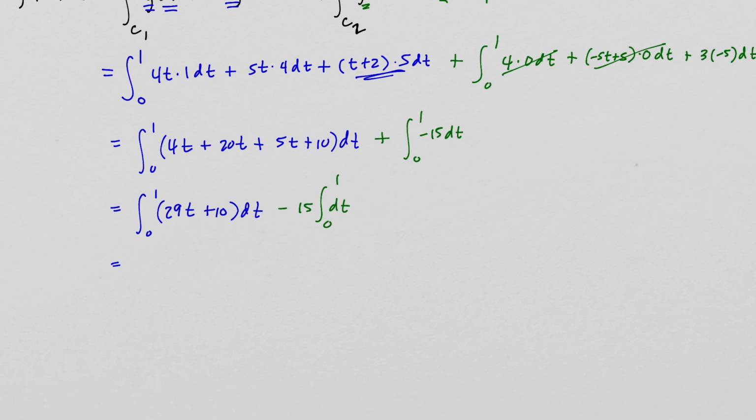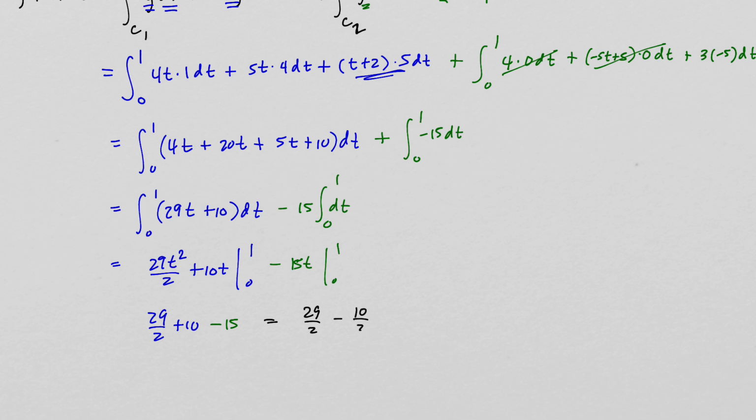Okay, so now let's do it. We have 29t squared divided by 2 plus 10t from 0 to 1, and then minus 15t from 0 to 1. And so we have 29 over 2 plus 10 minus 15 times 1. Let me do that in green. Right, because when you plug in 0, you get 0. And this is all equal to 29 over 2 minus 5, which is 10 over 2, which ends up being 19 over 2.